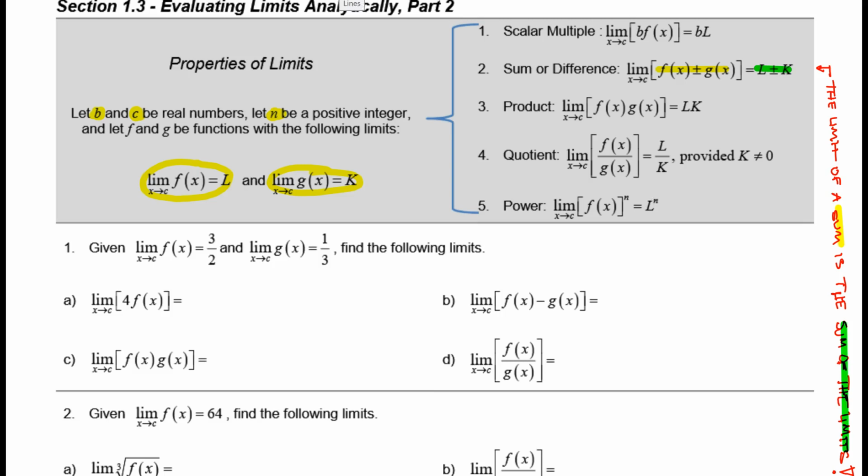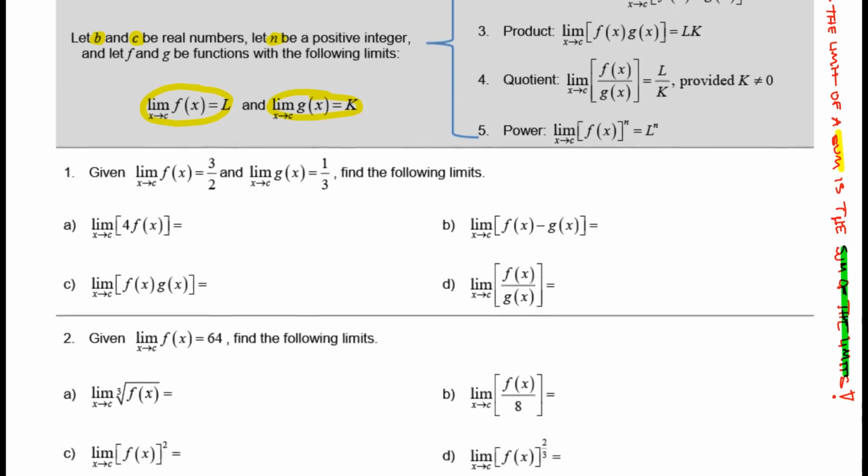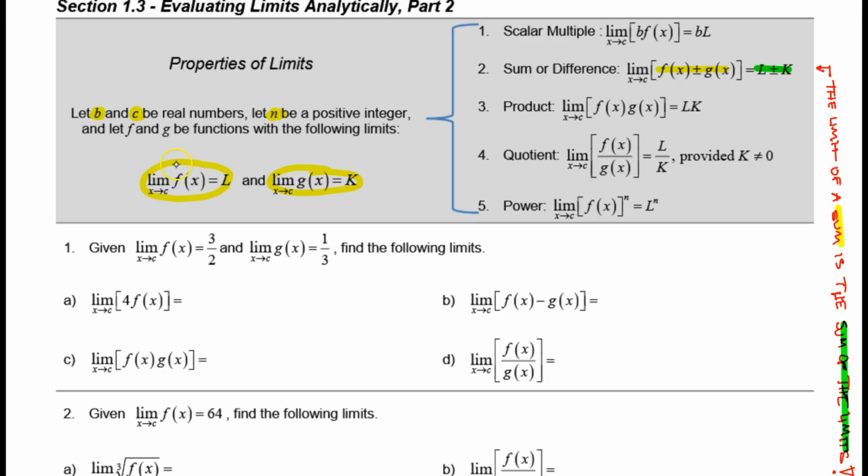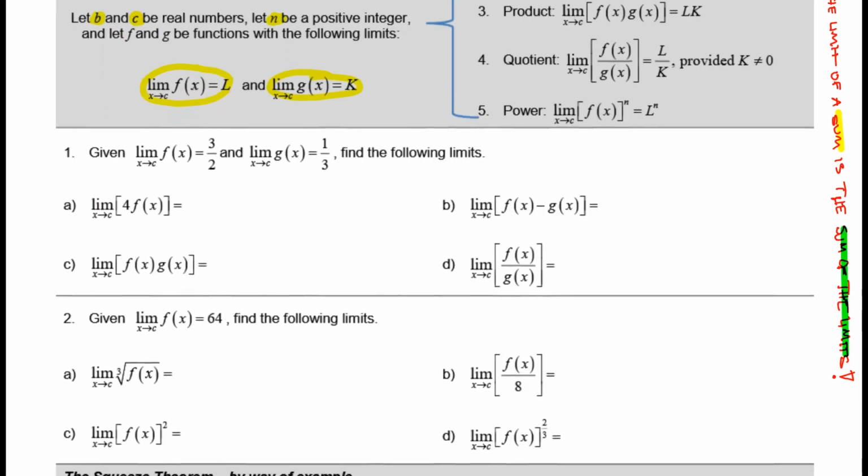So let's just jump into example 1 here and illustrate how these properties work. In example 1, we're given the limit of f of x as x approaches c is equal to 3/2, and the limit of g of x as x approaches c is equal to 1/3. And then we're asked for all sorts of different combinations of the functions f and g. Remember, in this example, we know nothing about f, we know nothing about g other than the limit at one specific x value, and that x value is c.